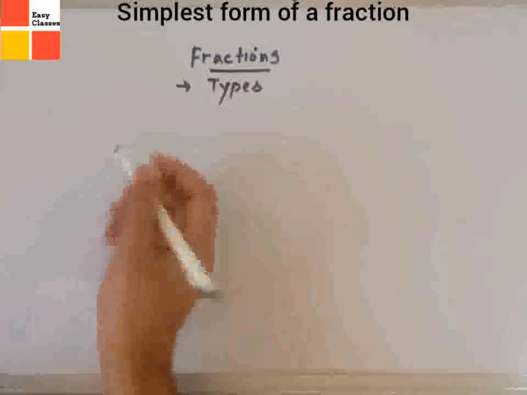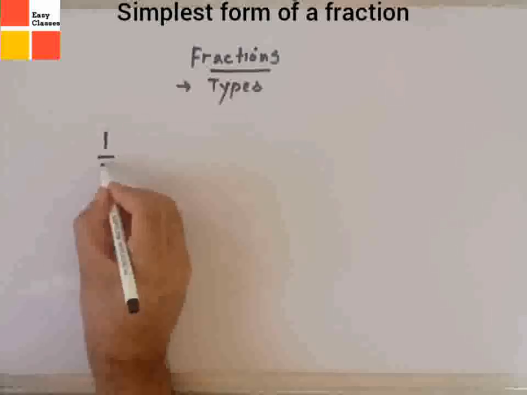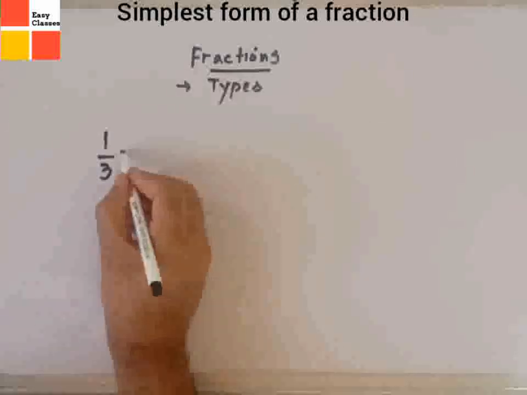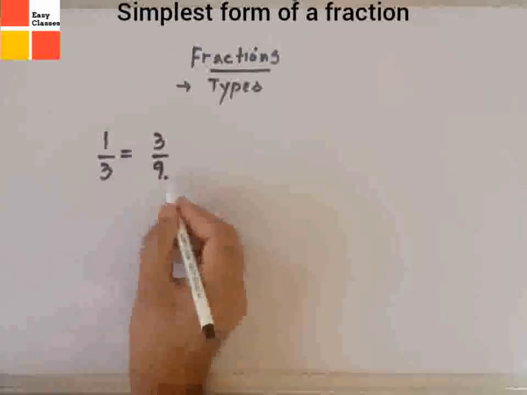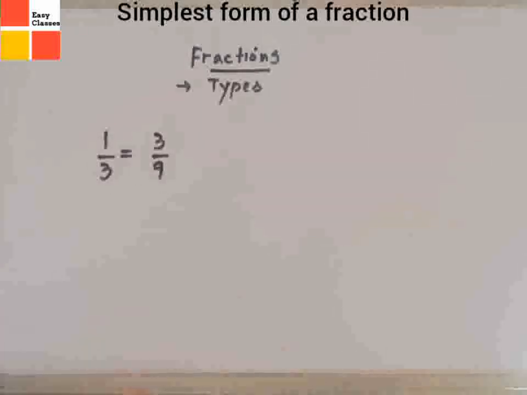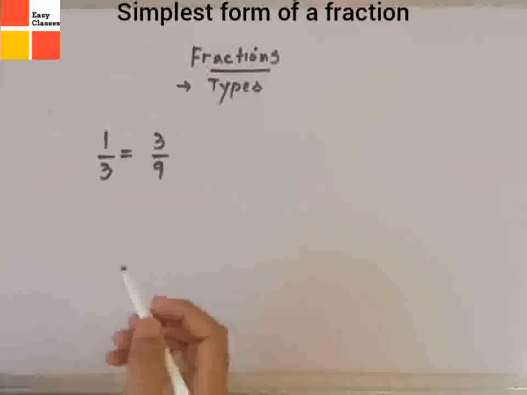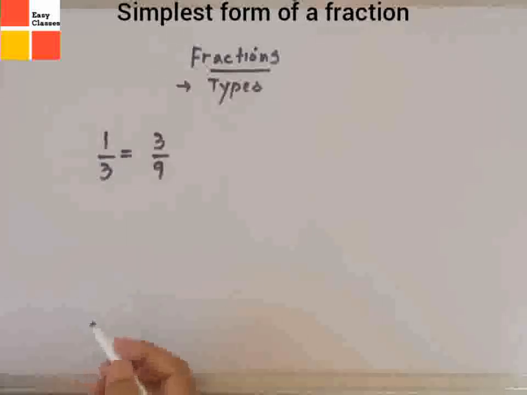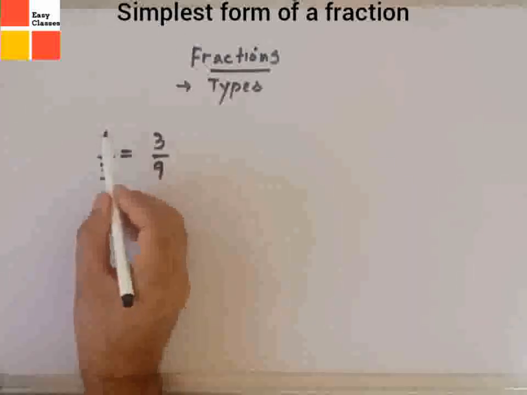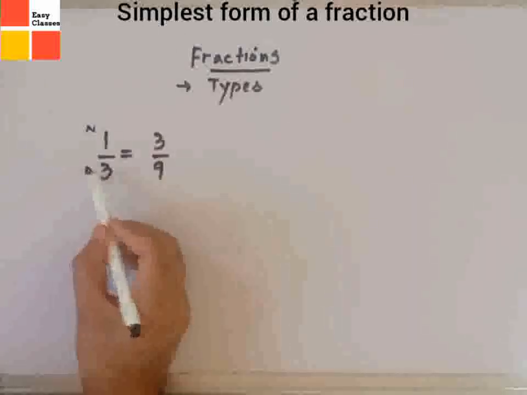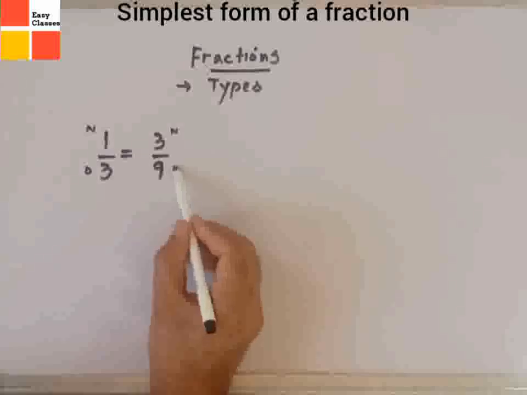For example, see, these are equivalent fractions. 1 by 3 is equal to 3 by 9. So these are equivalent fractions, right? And we know how these are equivalent fractions. The interesting fact about these equivalent fractions is, this is the numerator, this one is the denominator.